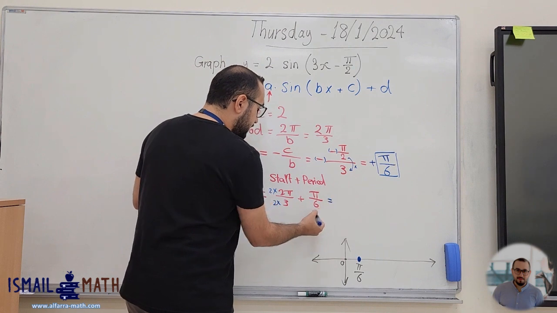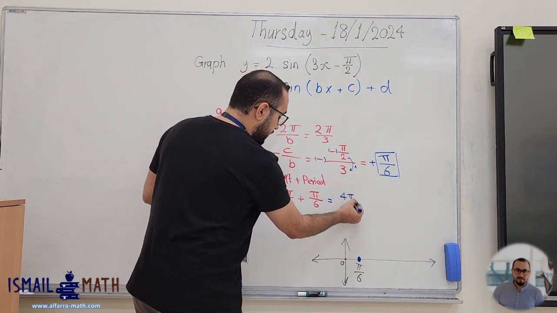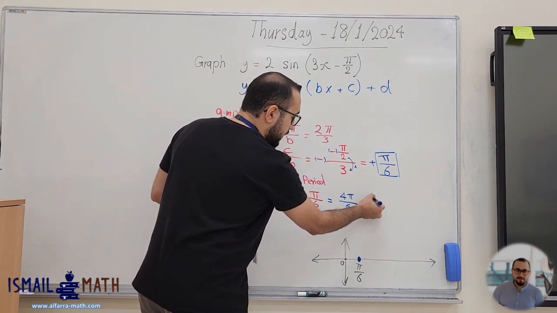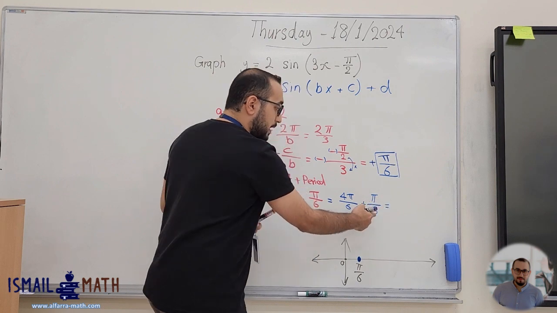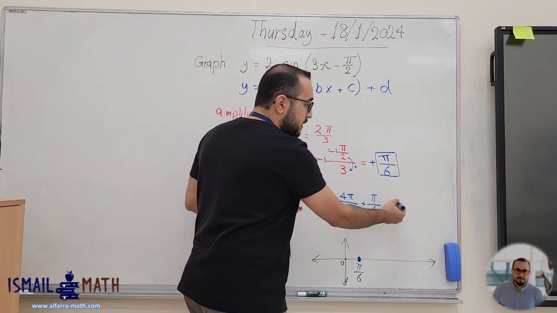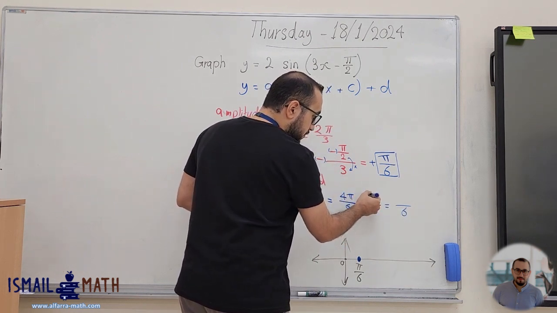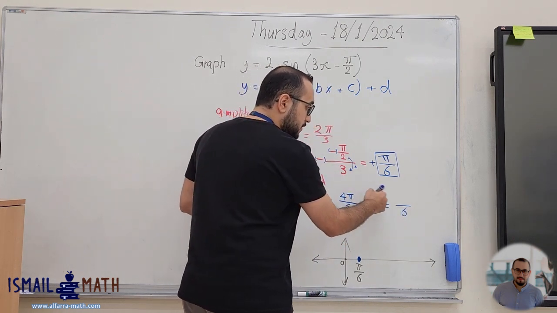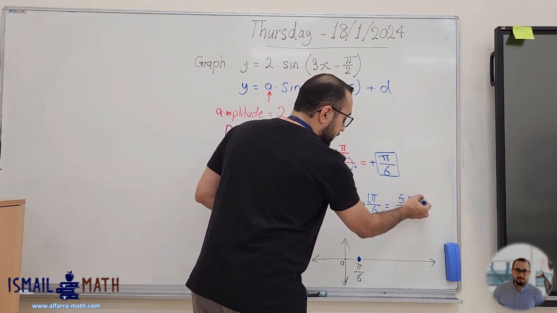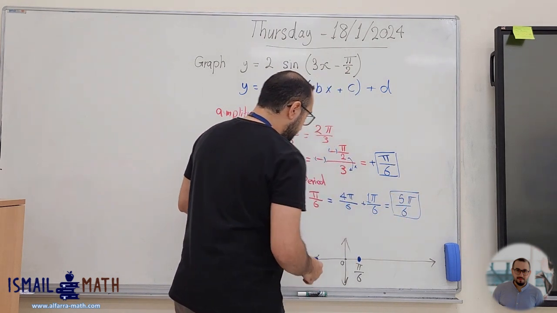Now, if I simplify this, it will be 4 pi over 6 plus pi over 6. Now we have the same denominator. Let's add the numerators. The denominator stays the same. Numerator 4 pi plus 1 pi is equal to 5 pi. So this one is my ending point.